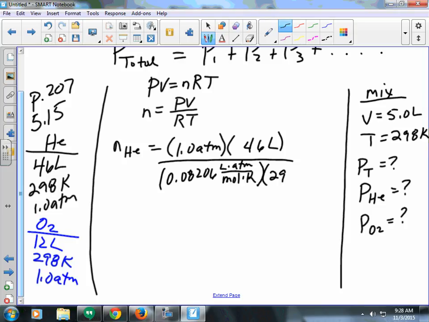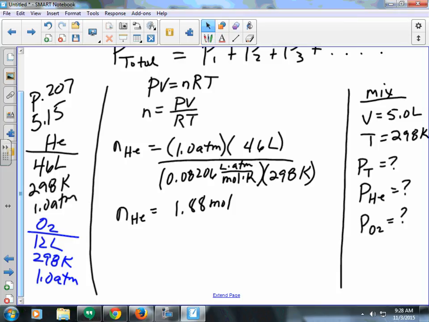And 298 Kelvin. Okay, so how many moles we got? Punch that in. 1.88. We do the same thing with oxygen. Plug in 1 atmosphere, 12 liters over R times 298 Kelvin. And we get that the moles of oxygen is 0.491.